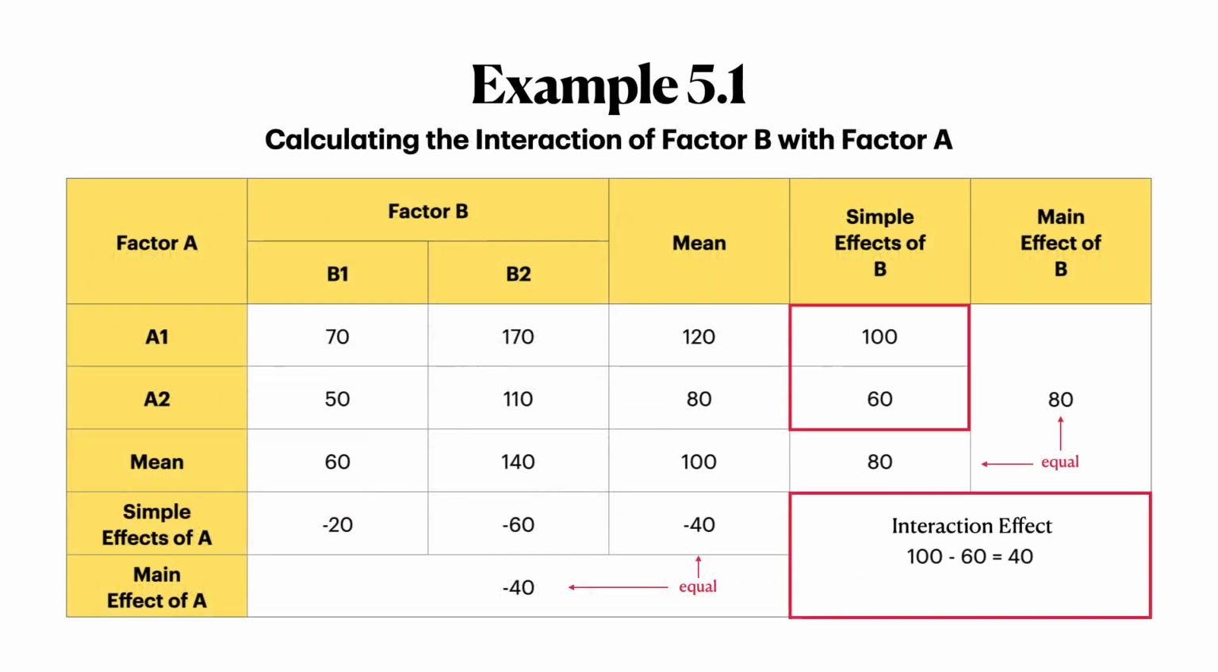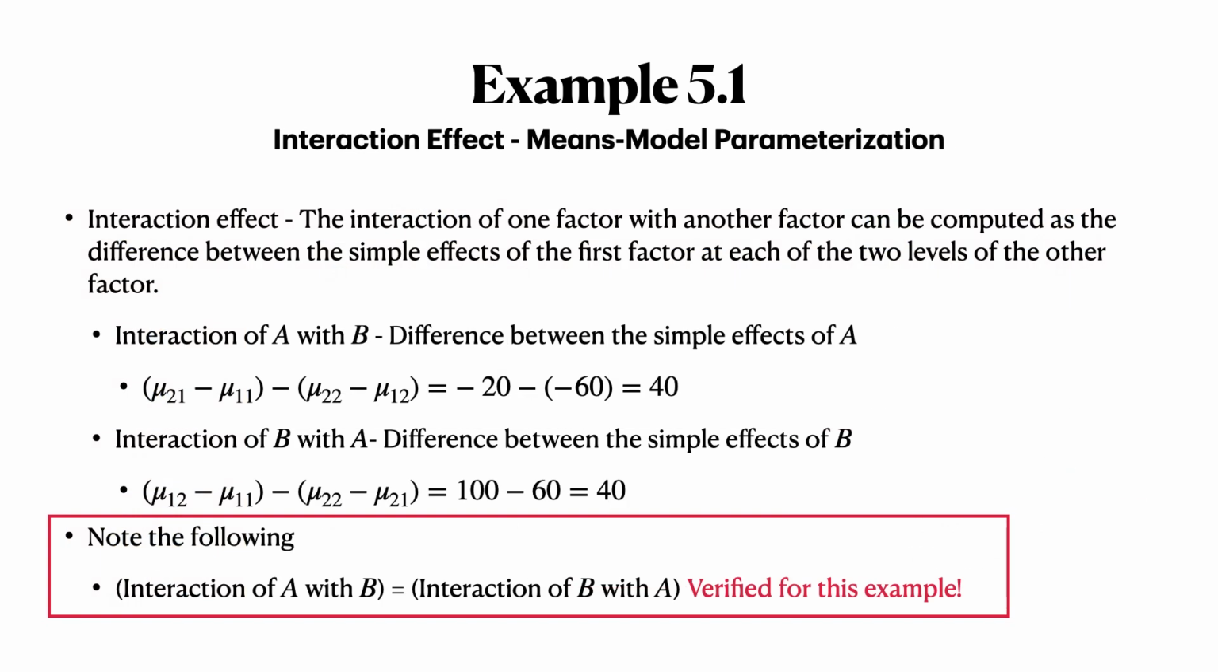And so if we look in our two-way table, we're taking the difference between 100 and 60, which again gives us a value of 40. So we've verified for this example numerically that the interaction of A with B is the same as the interaction of B with A. So even if you're not able quite yet to see the equivalence of those two expressions, at least we can see numerically that this is certainly the case. So we verified this statement numerically in this example.